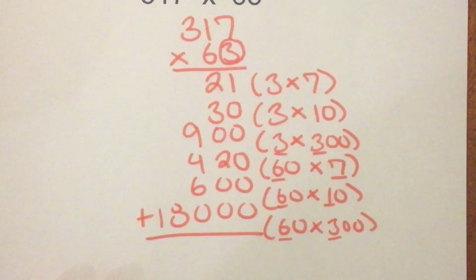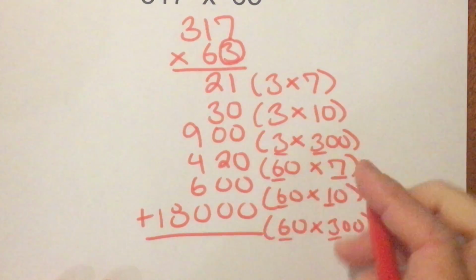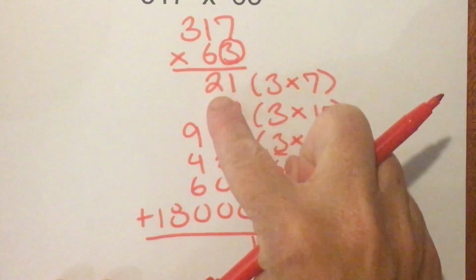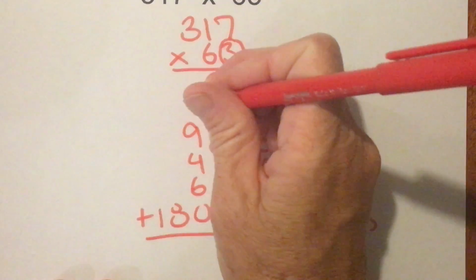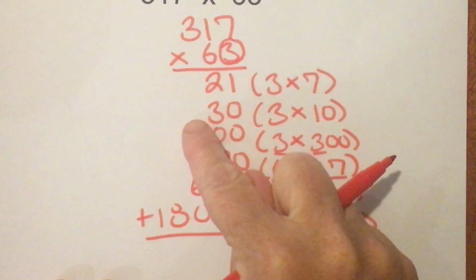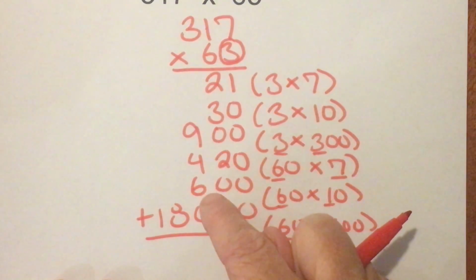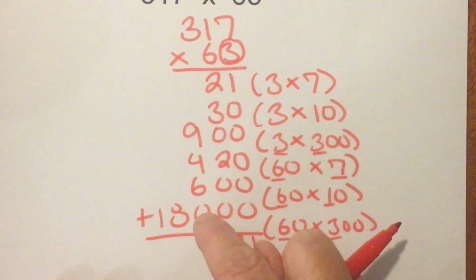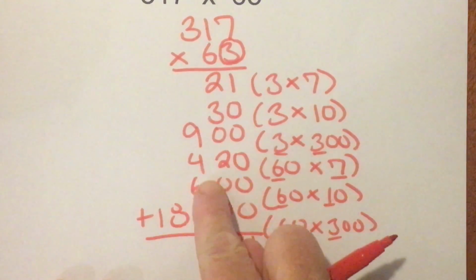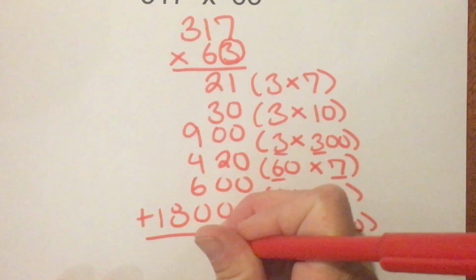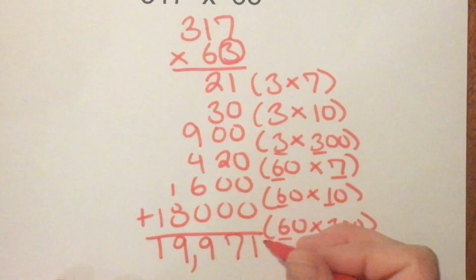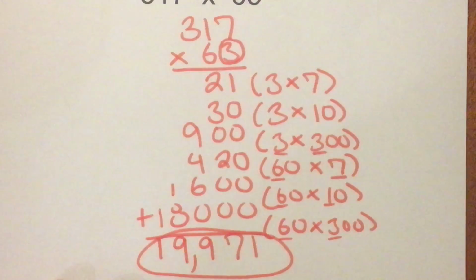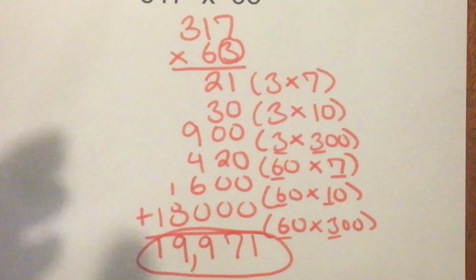So step 3 is I'm going to add all that. So I have 1, 2 plus 3 is 5, plus 2 is 7. Not carrying my 1, sorry. 9 plus 4 is 13, plus 6 is 19, or it might have been easier to say 4 plus 6 is 10, plus 9, that's 19. Carry my 1. So I'm getting 19,971.